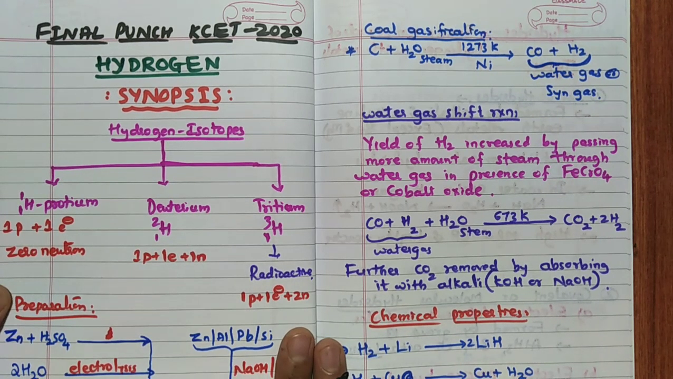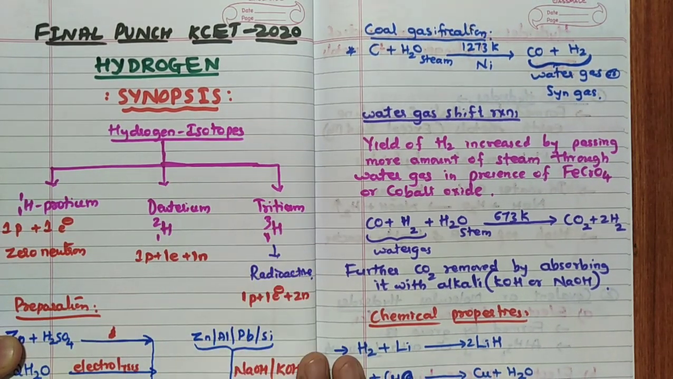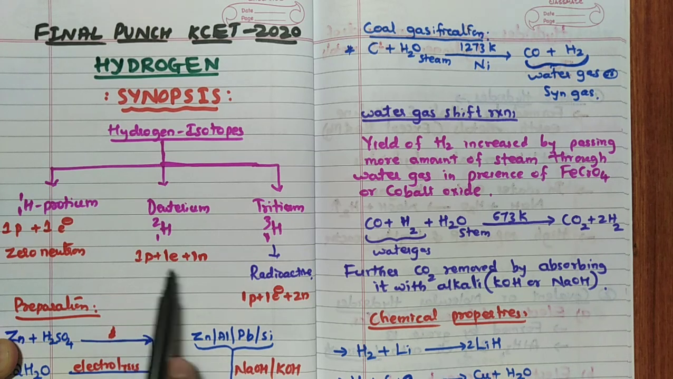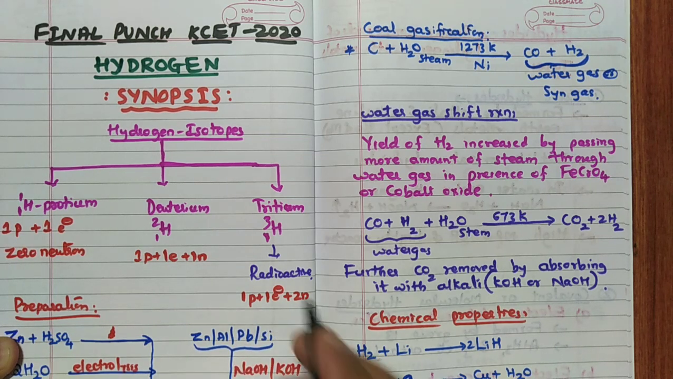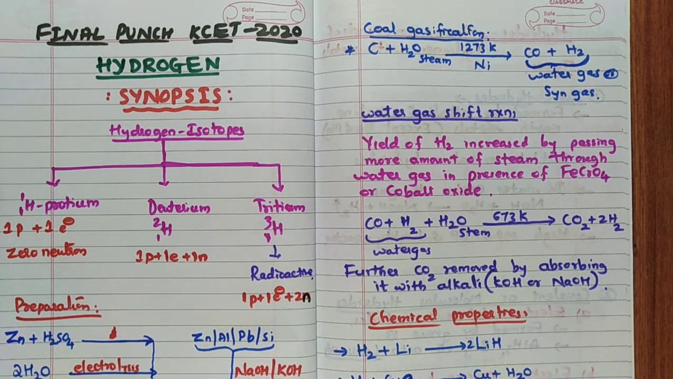So, hydrogen isotopes first. Protium, deuterium, tritium. Protium has 1 proton, 1 electron, 0 neutron. Deuterium has 1 proton, 1 electron and 1 neutron. Tritium, the radioactive isotope of hydrogen, has 1 proton, 1 electron and 2 neutrons. Remember, 2 neutrons. In NEET and JEE exams also it was asked which isotope of hydrogen has 2 neutrons, which is radioactive. Such questions were asked.